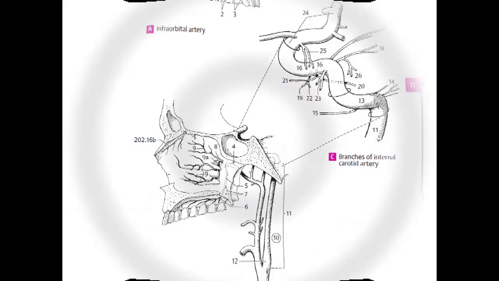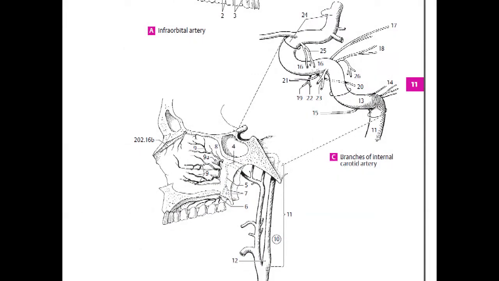Internal carotid artery. I use this picture from the famous Finnish Atlas of Anatomy. This detailed picture demonstrates the smallest branches of the internal carotid artery and its topography.